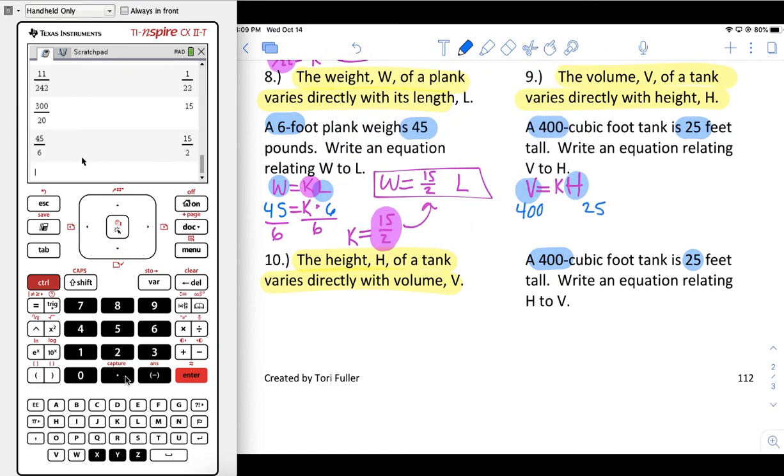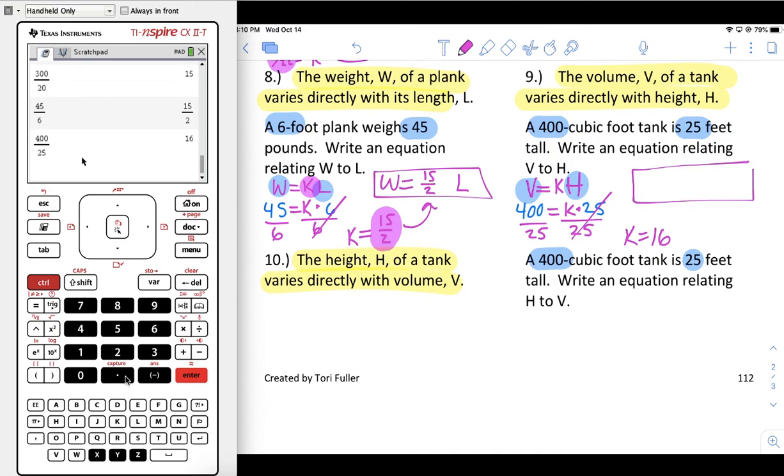400 equals k times 25. I'm keeping the equals k. We know to get k by itself, that means we need to divide by who's with him. So we're going to divide by the 25. The 25s are going to cancel, just like the 6s did. And to get my k, I'm going to type that in my calculator. So we got 400 divided by 25. That gives me 16. So we're plugging it right back into the final answer. Keep the v, keep the h, but we're plugging the 16 in for the k.